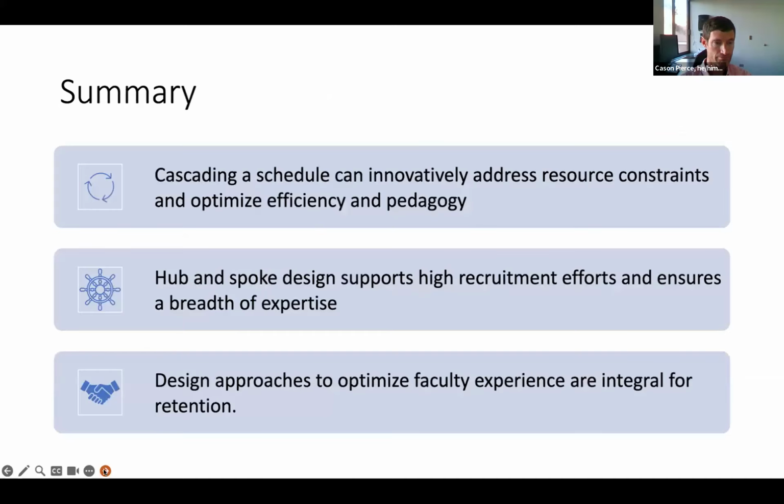So in summary, we have learned a lot by running this course, and I hope that we've been able to share some potential strategies that might be useful. To summarize those strategies, the first is that cascading a schedule can innovatively address resource constraints and optimize efficiency and allow you to deliver the pedagogy that you hope to. The hub and spoke design supports high recruitment efforts, as well as ensures a breadth of expertise and that you're really reaching all of your faculty.